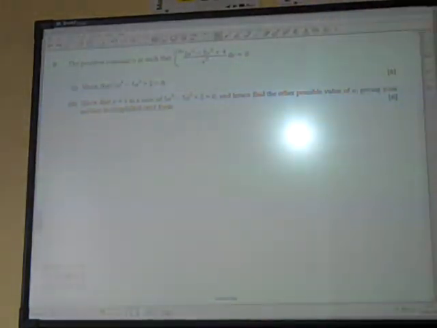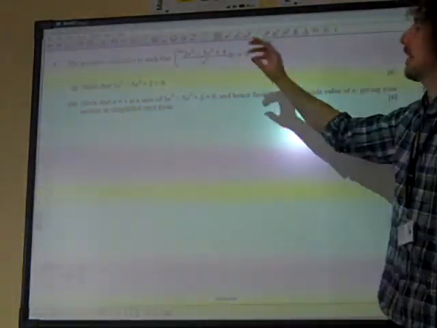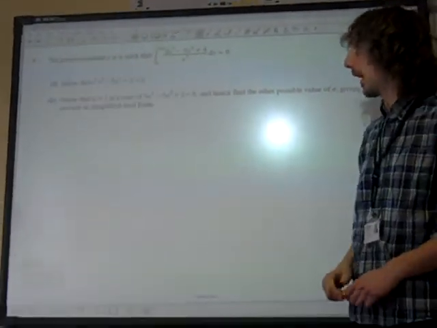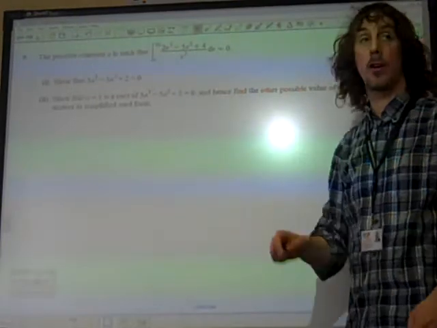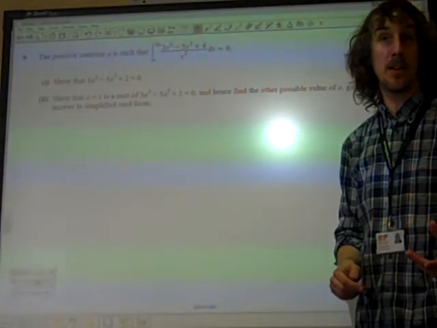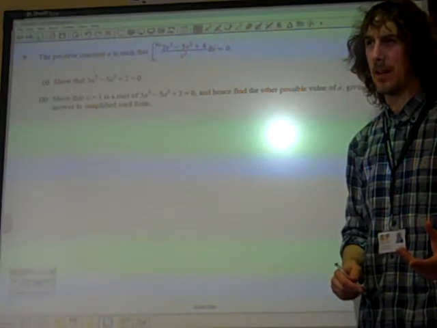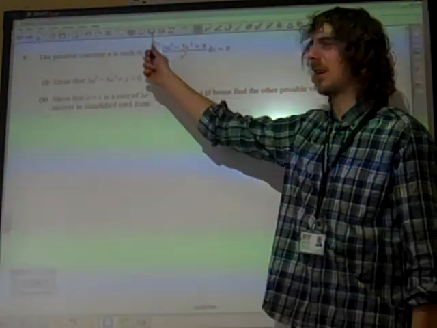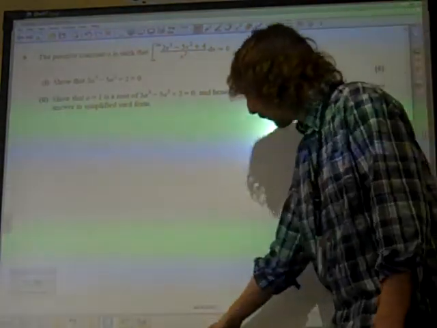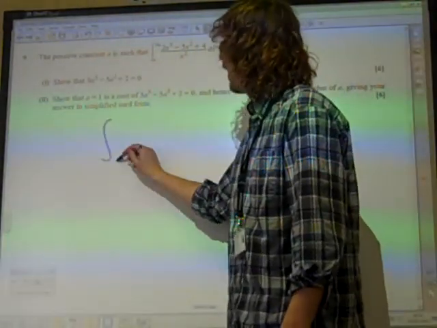Question 9. The positive constant a is such that this integral here between these limits gives an answer of 0. Show that this equation, this cubic equation, is true. So the first bit is just about integrating between the limits. It's a bit different, isn't it? Because normally we get told the value of the limits and we have to find what it's equal to. So this is working the other way around. But we'll just take it step by step.